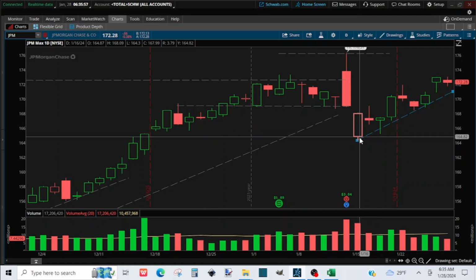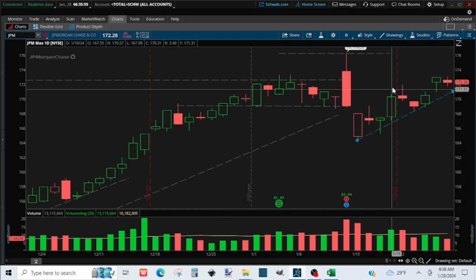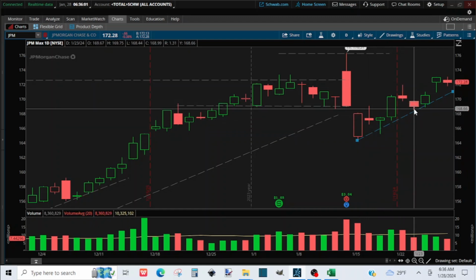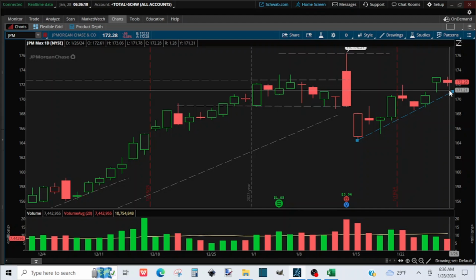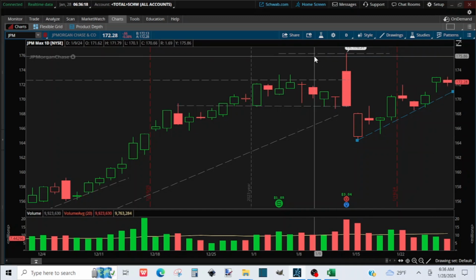Okay, so we went down, went up, went down, went up, went down, went up, and we are going down. So at this point I can put it on my list. If it reaches the trend line and starts going up, that's when we will buy it. But I'm going to go further in the past to see how this chart is behaving.